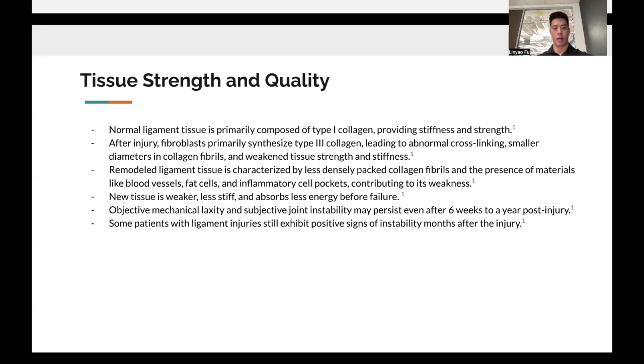The repaired ligament tissue usually has less densely packed collagen fibers, and there's an increase of other tissues like blood vessels, fat cells, and inflammatory cells, which contribute to the weakness of the tissue. The newly repaired tissue, compared to the normal ligament, is weaker, less stiff, and also absorbs less energy before failure. Some patients with ligament injury can have really severe instability issues even months and years after injury.